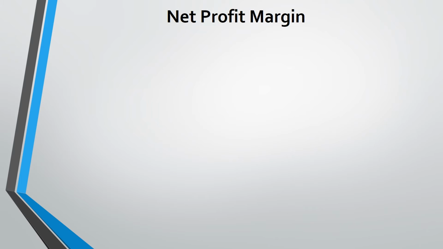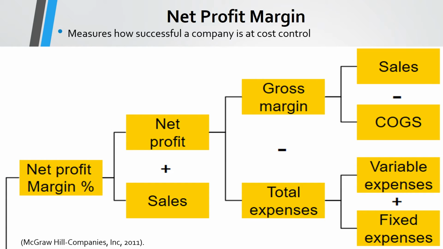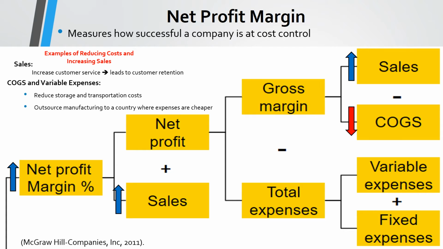Let's start with the net profit margin. The net profit margin is essentially a firm's operating efficiency, which thereby measures how successful a company is at cost control. Generally, as shown in this figure, the net profit margin primarily consists of sales and expenses. Therefore, in order to increase a firm's return on net worth, logistics managers should aim for increasing sales and reducing cost of goods sold to subsequently increase the gross margin and hence net profit. Additionally, total expenses, namely variable expenses, should also be decreased.